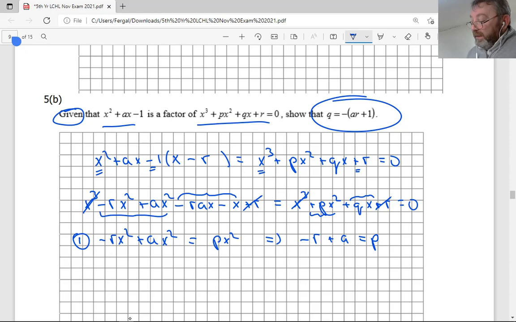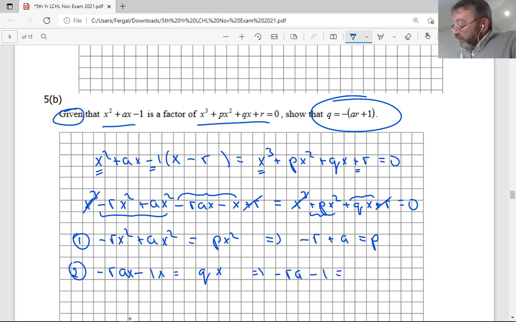That's the first one. The second equation with the x's gives me minus ra minus 1 is equal to qx. Or 1x, I should say. So if you want to get rid of your x's, let's just do that. Let's take the x's out of that one. There should be, actually I'll put the x back in first. There should be an x here. So minus rax minus x equals qx. Now let's take the x's out and see what we end up with. We get minus ra minus 1 is equal to q.